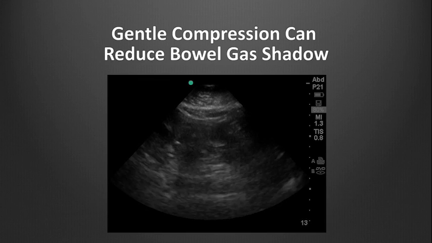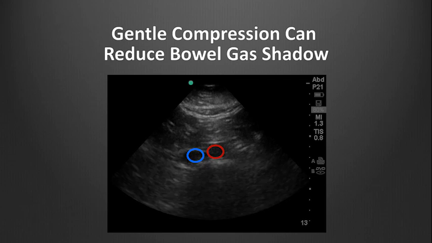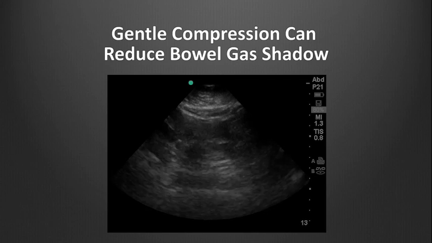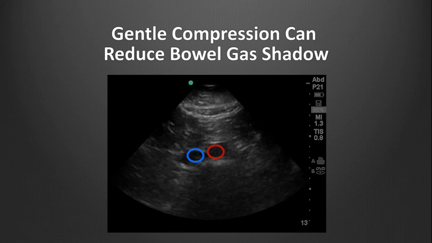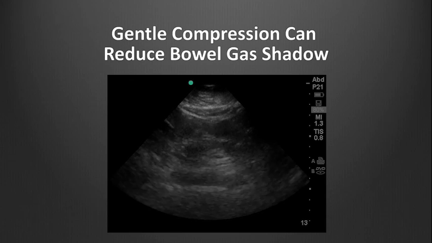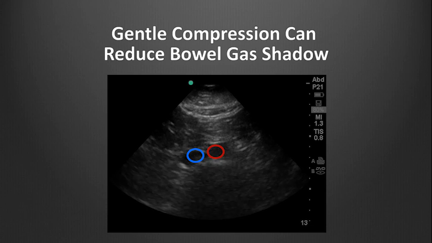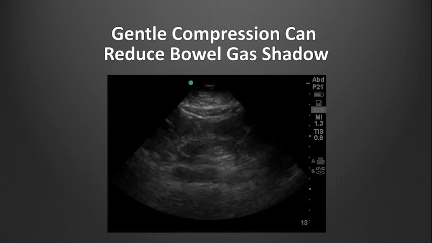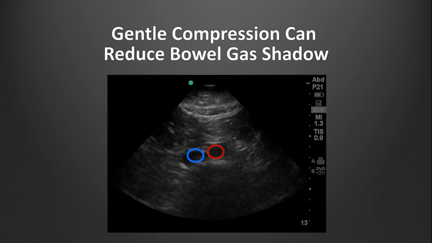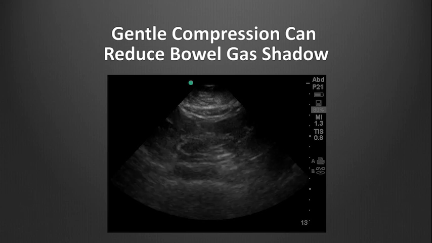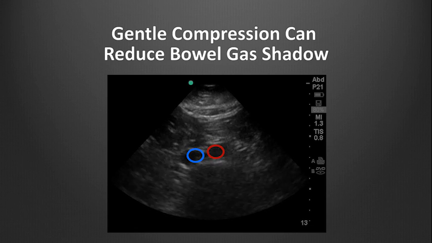Here, the operator is gently compressing the abdomen using the ultrasound probe, and this causes the aorta to be better visualized as the hypoechoic or dark pulsating circle in the center of the screen. The vertebral body shadow is a curved, white, or hyperechoic rim structure in the center of the screen, with the two vessels in cross-section, the aorta and the IVC, as hypoechoic or dark circular structures superficial to the vertebral body.